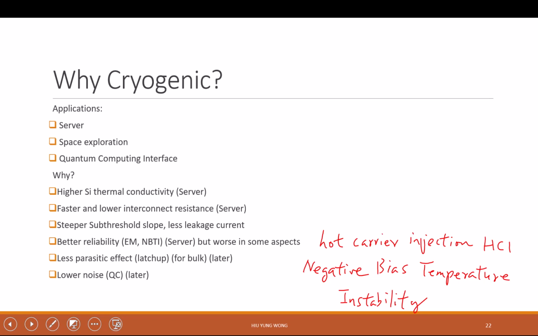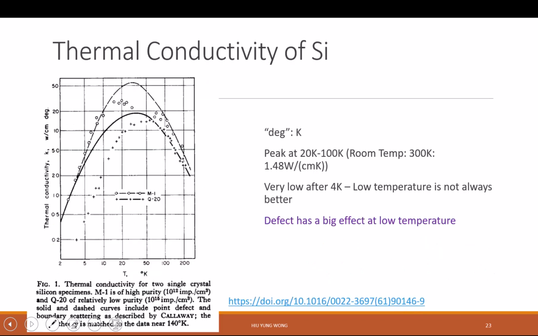Okay, so if at low temperature, I will have a better reliability, right, because I have less heating. Yeah, of course, also lower resistance. We'll talk about that. Maybe not waste the time now. And lower noise. Noise is our main topic in this class. Okay, how to calculate the noise. So this we will all cover.